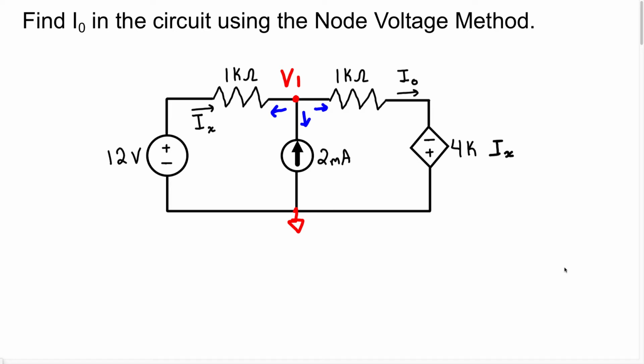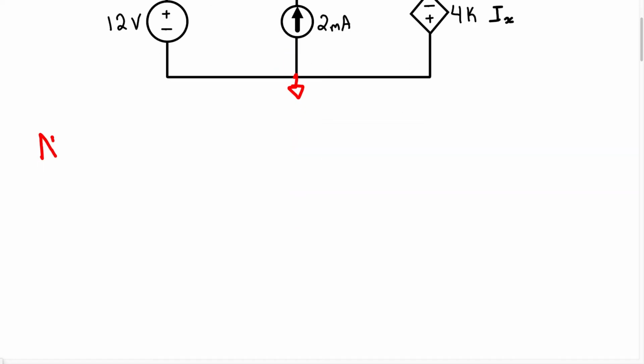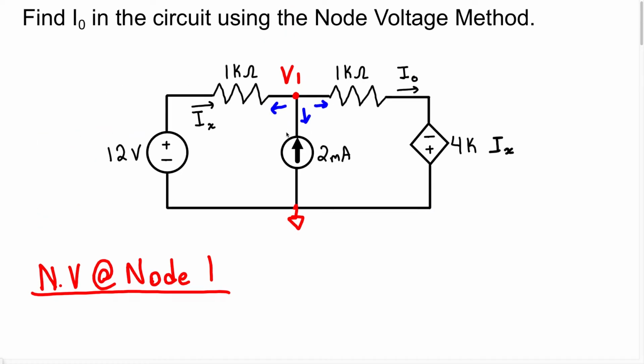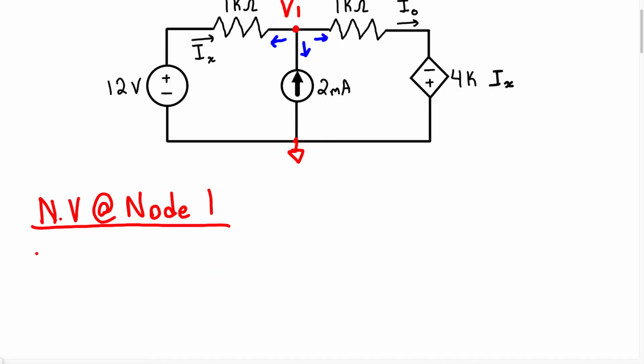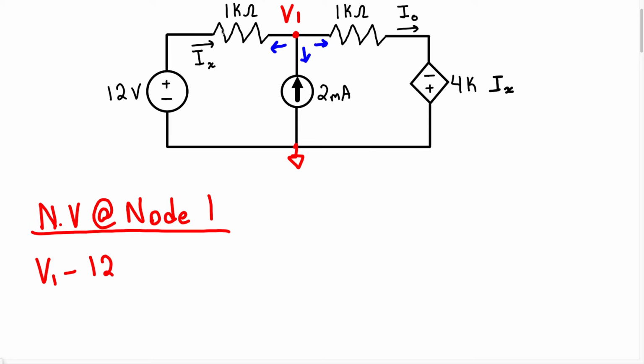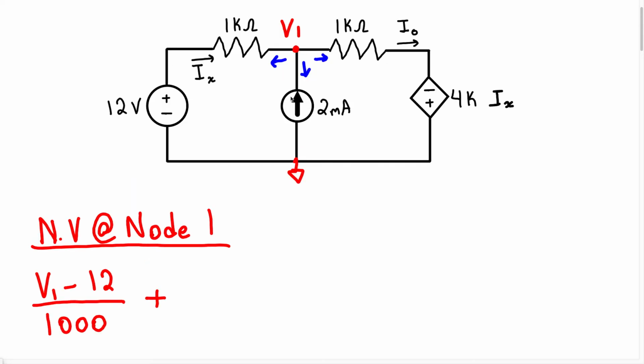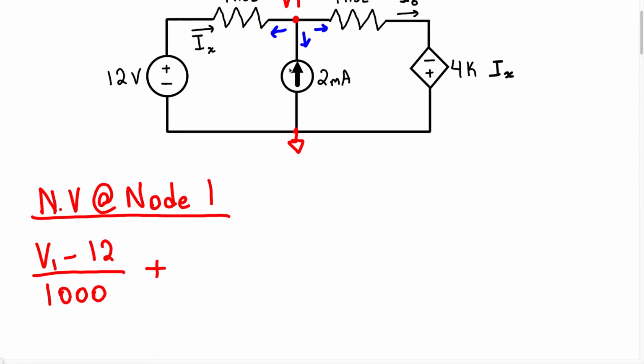Okay, let's write down the node voltage equation for node 1. We know we're assuming the current is flowing away from the node. So we're going to have the voltage at node 1 minus 12 volts. And that's going to give us the voltage across this 1K resistor. And we're going to divide it by 1000 to find the current flowing through that branch. Plus, we can see we have a current source. And this current source is flowing into the node. So because we're assuming that current is leaving the node, we're going to treat it as a negative current. So we have negative 2 times 10 to the negative 3.